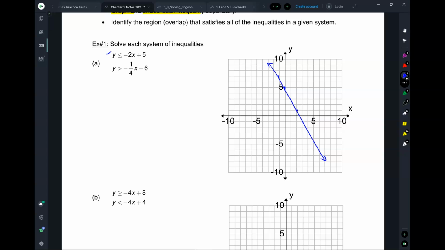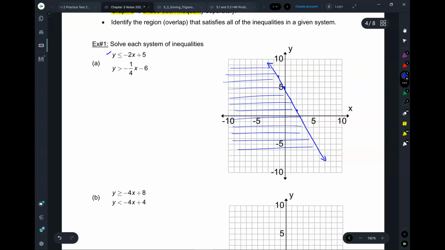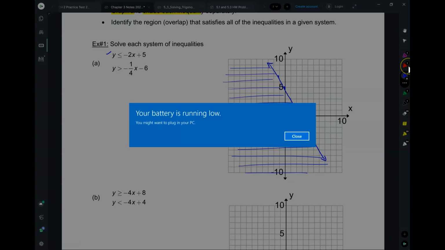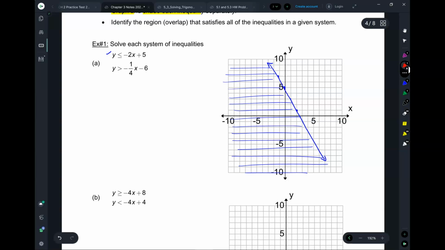Where do we shade? Above or below? Below. Okay, we shade below. So I'm just going to do it this way, just to show you guys. I'm going to shade this way, horizontally. Okay. Now the next one, I'm going to graph in red.